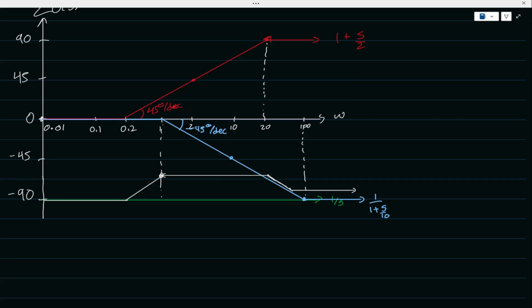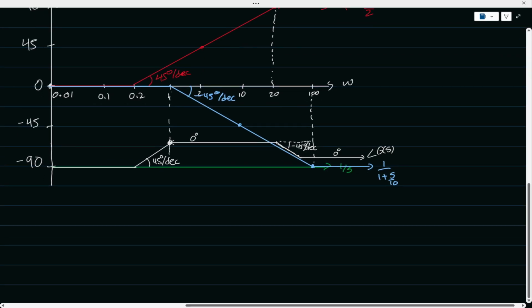So it goes up, then has a slope of 0, and then again a slope of negative 45. Here we could just write it out. Here it's 45 degrees per decade, and then we have 0. Then from here, we have negative 45 degrees per decade, and then again we have 0 degrees. Okay, so that'll be the phase Bode plot for this transfer function, g of s.